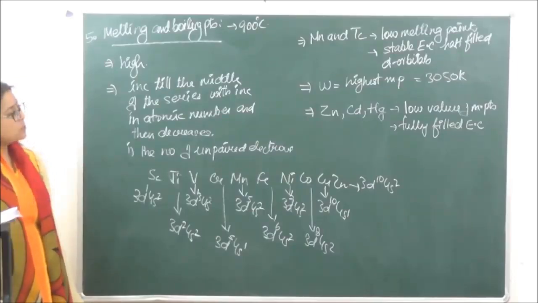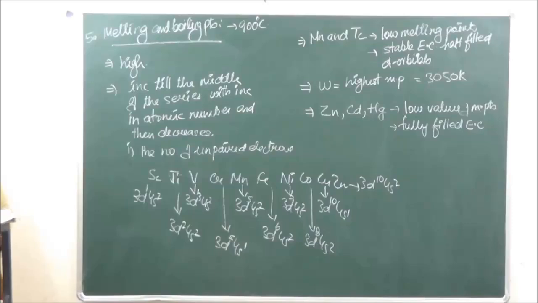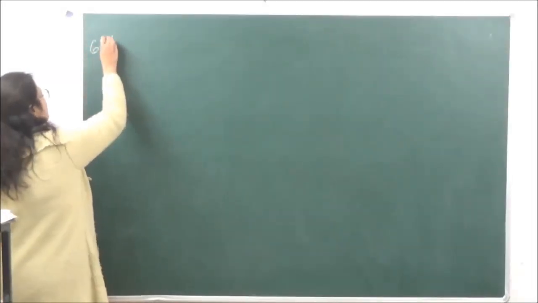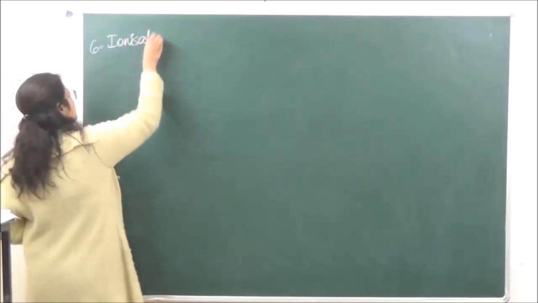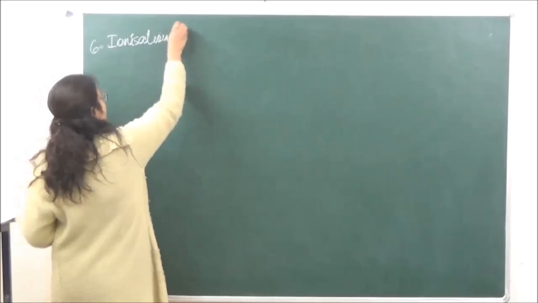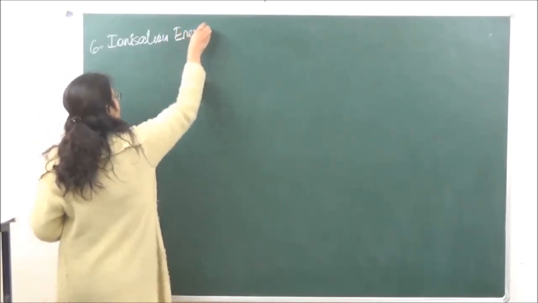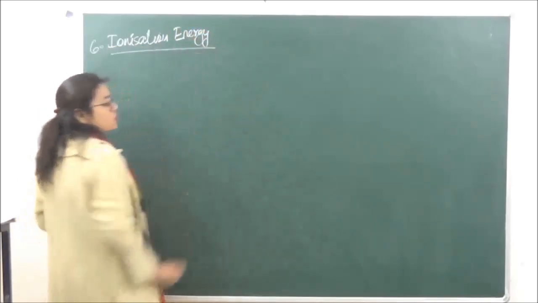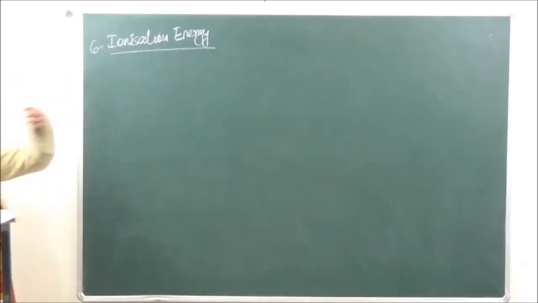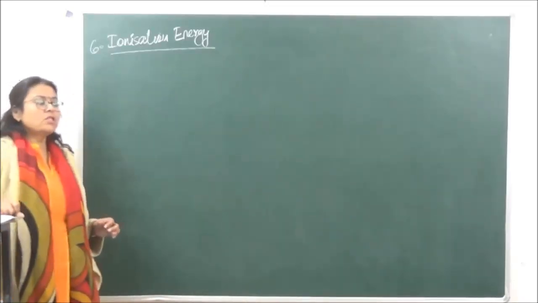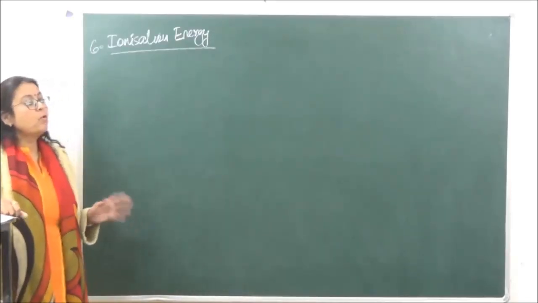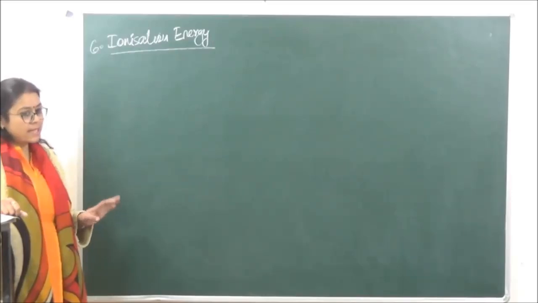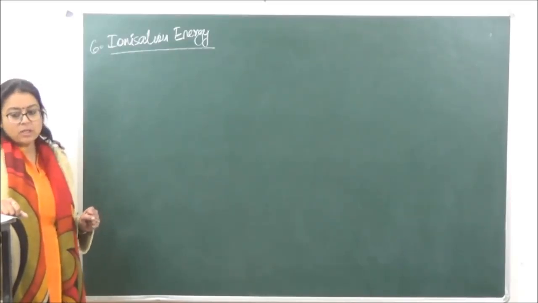Okay? Then next we come to the sixth property, which is ionization energy. When we talk of ionization energy, what does it mean? The amount of energy which is required to remove an electron from an isolated gaseous atom. That is what ionization energy is.